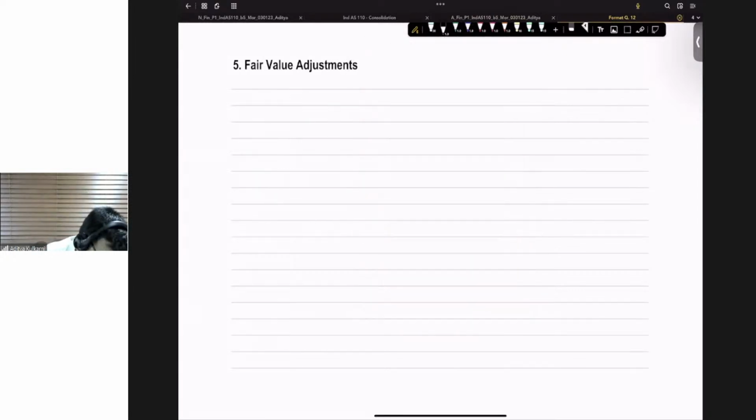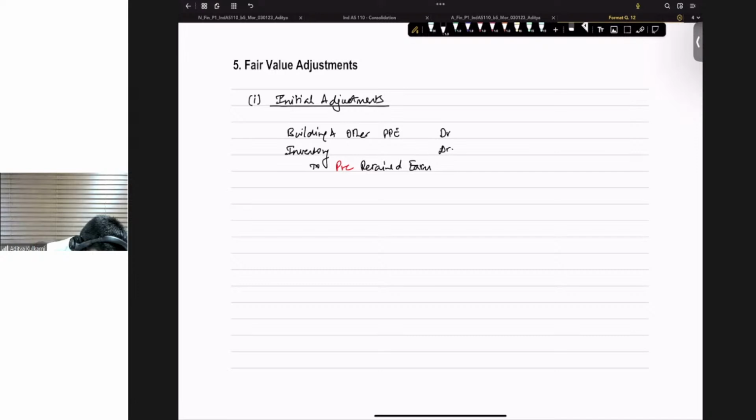Here I will be having first thing, initial adjustments. It is the same what we did in the last problem. Building and other PPE debit, inventory debit to pre-retained earnings. 300, 100, 400. So that is the same what we had done in the earlier one.